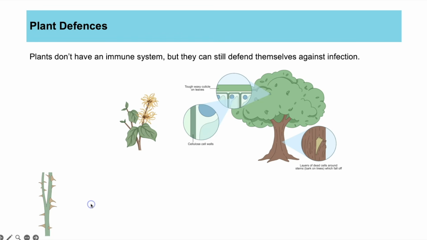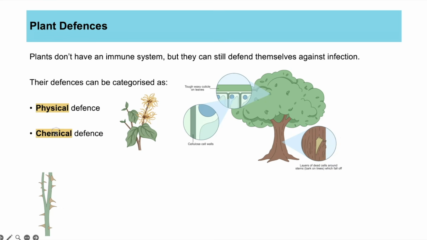So how can plants defend themselves then? Because they don't have an immune system, they don't have white blood cells, but they are still able to defend themselves. So you have physical defenses, and those are, for example, the cellulose cell wall. That helps to protect the contents of the cell. Leaves have a tough, waxy cuticle to prevent entry into the leaf. And also bark does start to peel off. And as it peels off, that means that any potential pathogens that might be on the bark are going to fall off.